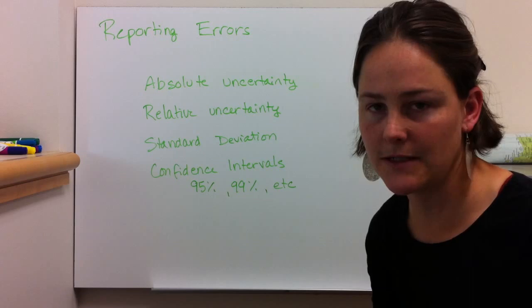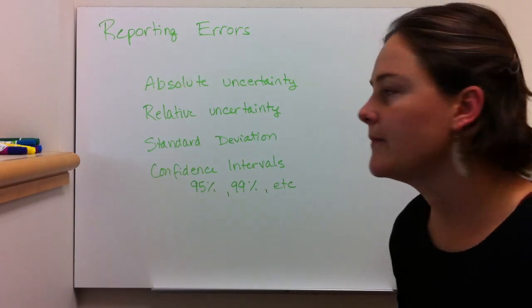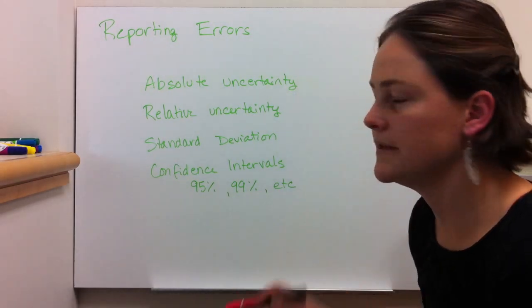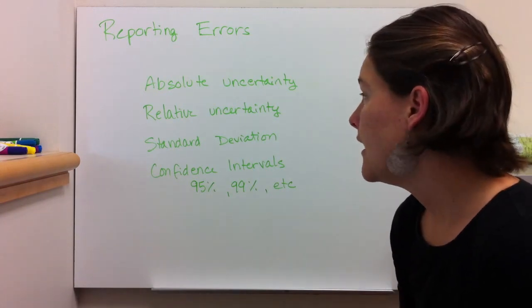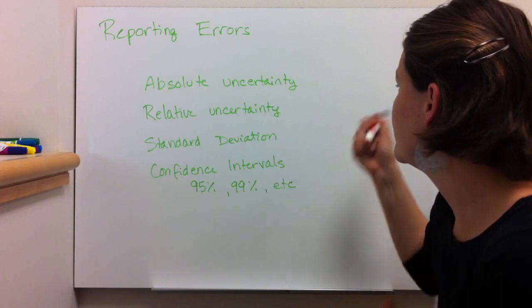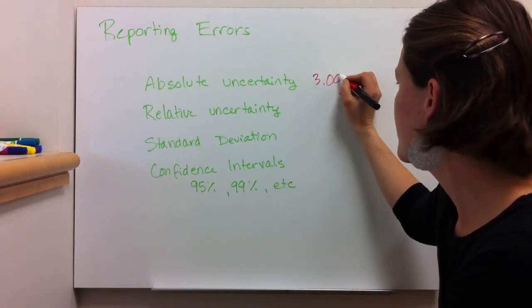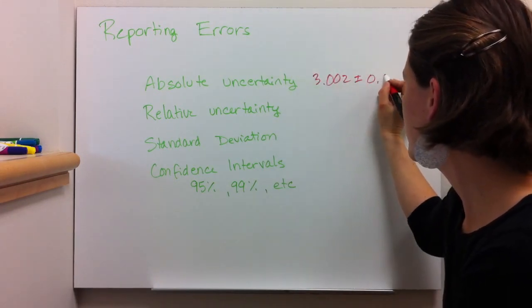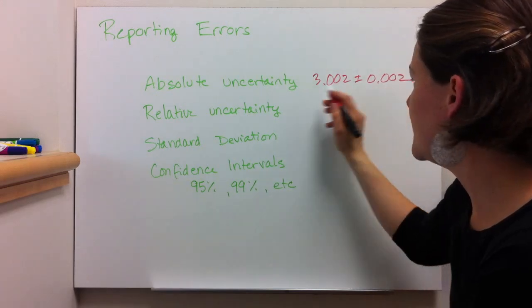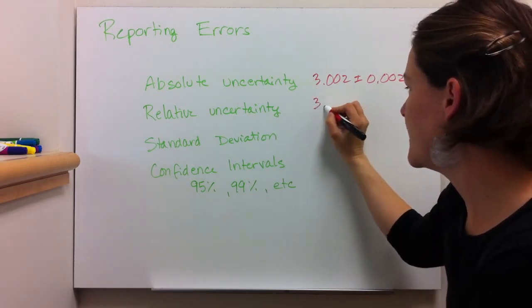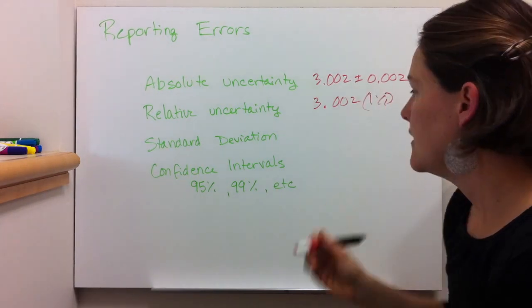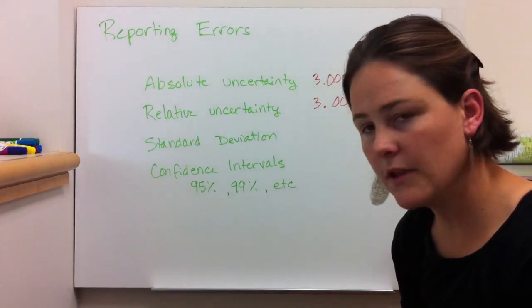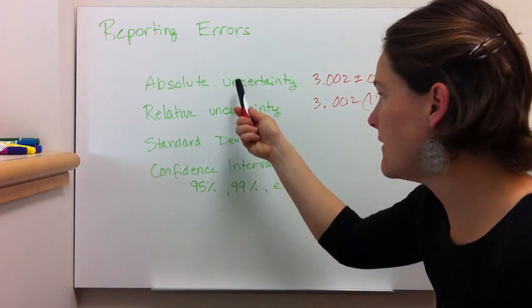I mean, obviously if it's specified, but different reporting methods are easier for different things, but they're not all equivalent. Like, obviously if you have this value, that's not the same thing as like 3.002 and 1% error. So you need to definitely specify.